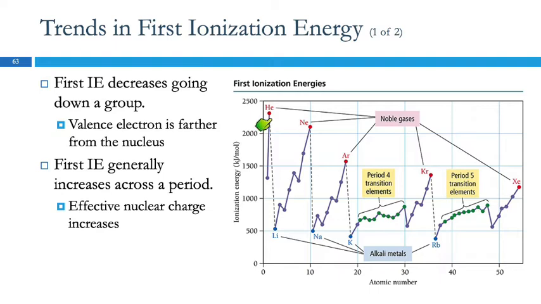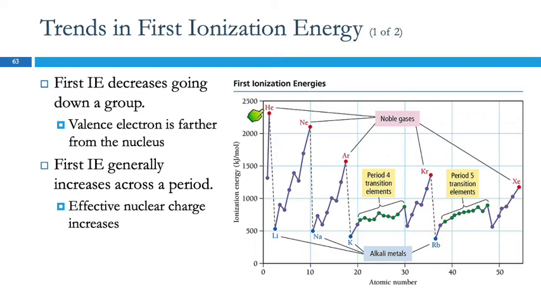So first ionization energy decreases as we go down a group, down the periodic table. Well, what's happening to size when we go down in the periodic table? It's getting bigger, right? So it's getting bigger, the electrons on the outside are further away from the nucleus, they're easier to pull off. Okay?